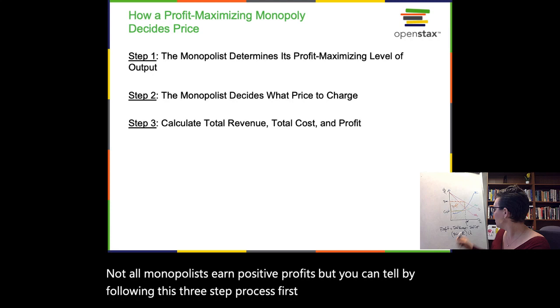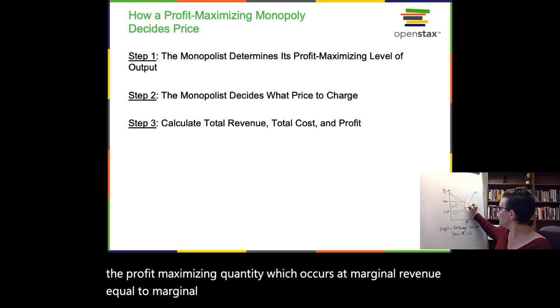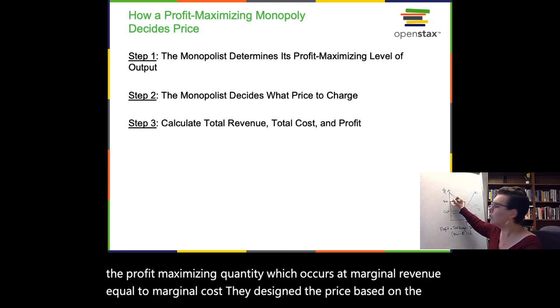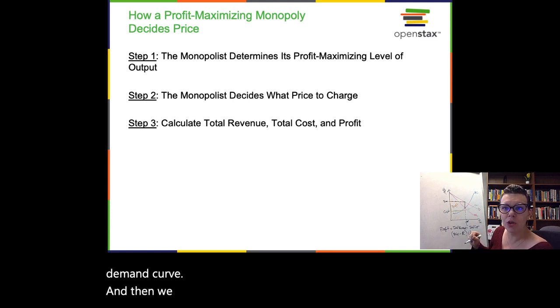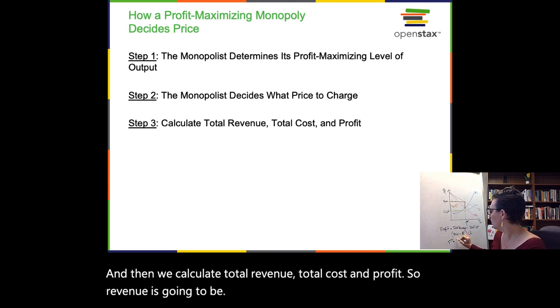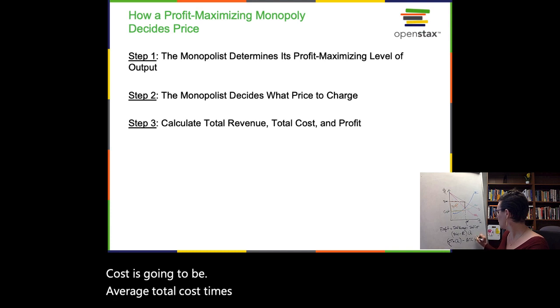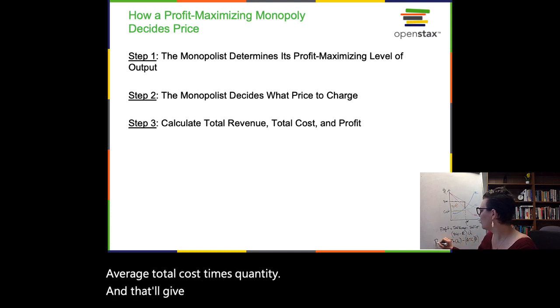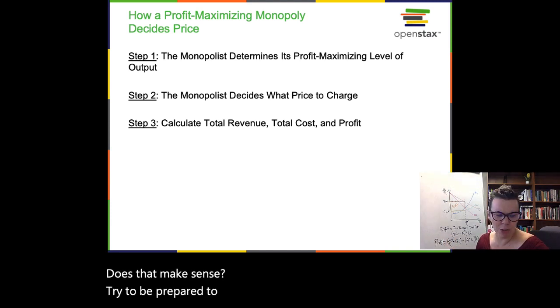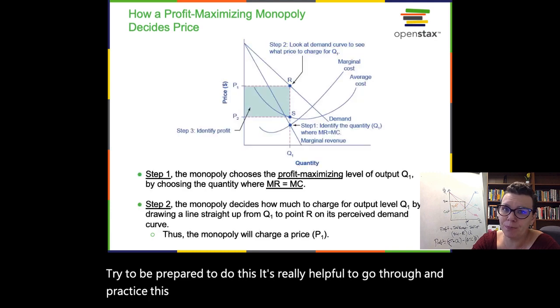First, the monopolist determines the profit maximizing quantity, which occurs at marginal revenue equal to marginal cost. They decide the price based on the demand curve. And then we calculate total revenue, total cost, and profit. So revenue is going to be price times quantity. Cost is going to be average total cost times quantity. And that'll give us total profit. Does that make sense? Try to be prepared to do this. It's really helpful to go through and practice this. And it's pretty straightforward once you get the steps down.